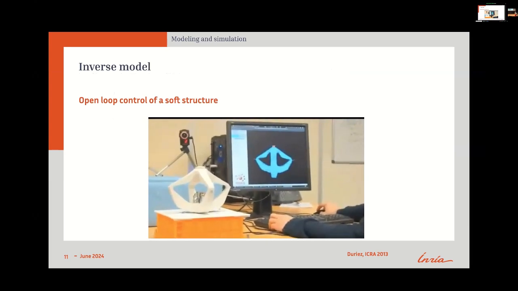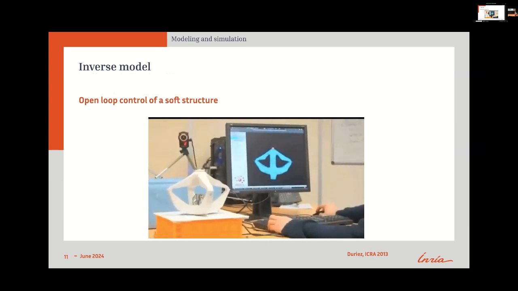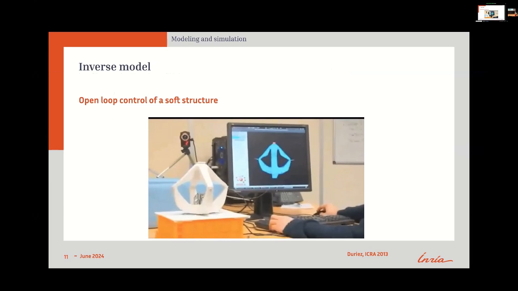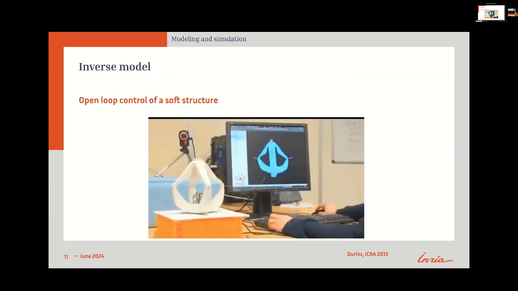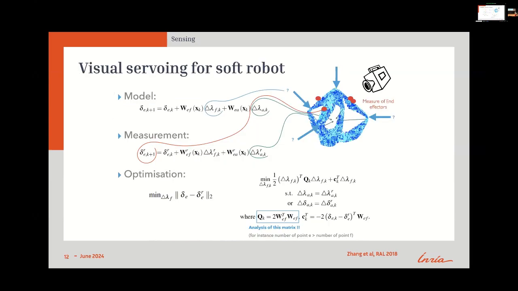So here, basically, the user is moving the end effector position on the real-time simulation, and the simulation and the inverse simulation compute how much to pull on the cable so that the robot goes to the desired position. Thanks to this compliance projected in its constraint space, we can do other things.